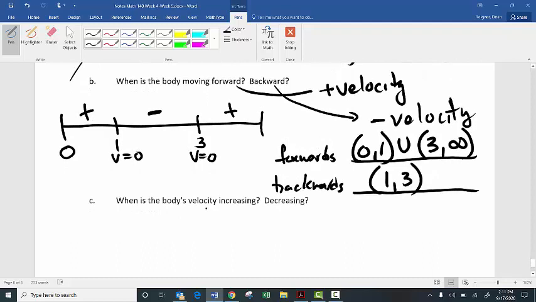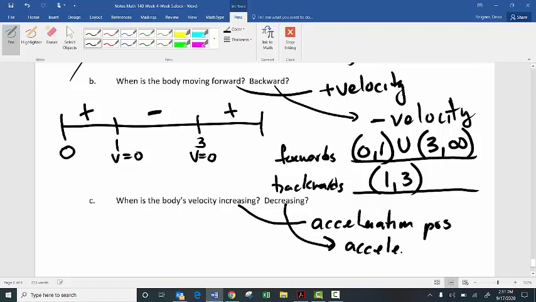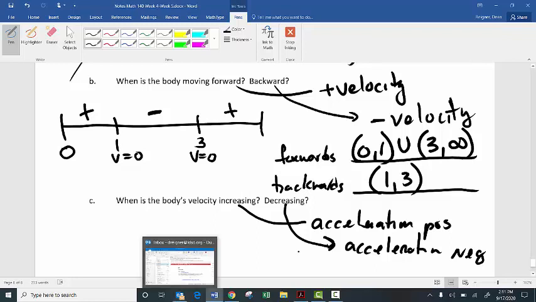How you can tell if the velocity is increasing, that means the acceleration is positive. If the velocity is decreasing, that means the acceleration is negative. Okay? So if the velocity is getting faster, like you're going 10 miles an hour, then 20, then 30, that means you're stepping on the gas. That means the acceleration is positive. If you're slowing down, if the velocity is decreasing, that means you're putting on the brake. You're coming to a stop sign, so the acceleration is negative.